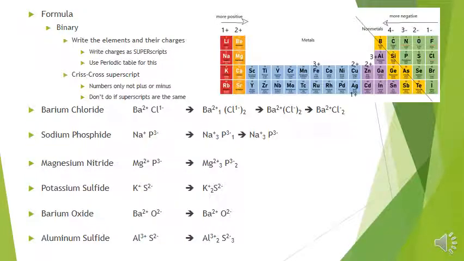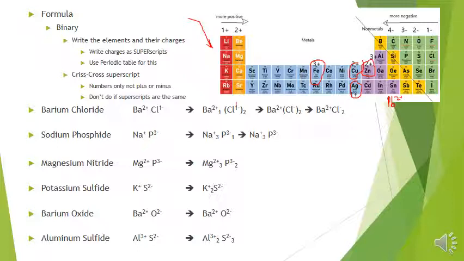Okay, now formulas. Formulas are harder because the names don't give you how many of each element, so you have to figure that out. The way you're going to do that is you're going to use the periodic table to figure out the charge of the metals. Column 1 has 1 plus, column 2 has 2 plus, and then I gave you these guys over here and their charges. And again, I left off lead. It should be Pb2 plus over here. And I guess barium would be down here. I cut that one off as well.